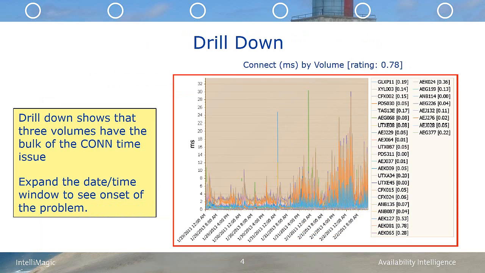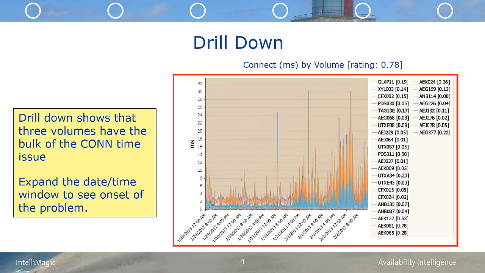So now we can drill down, and we can expand the time frame. We can look at more days than we were looking at before. We can go back to the 29th to see where the change occurred. Here we can see that there are specific volumes that are driving much of the connect time issue. We can see that these volumes have higher ratings. For example, this one here, and this one here, and this one here have pretty high ratings, and this one over here as well. So we're able to identify the volumes that are making the biggest contribution to this connect time issue.